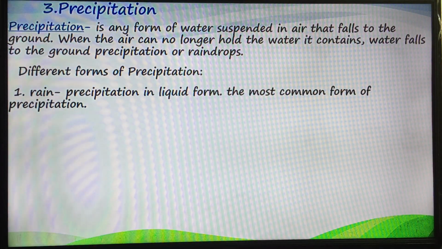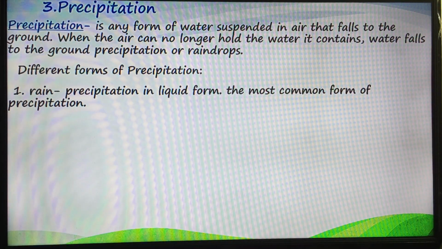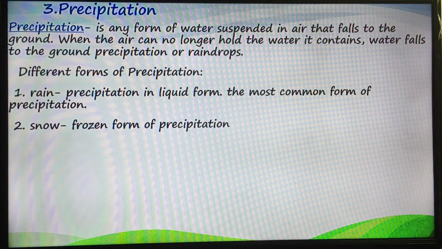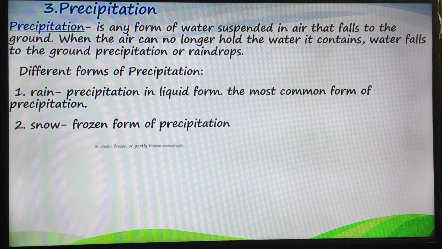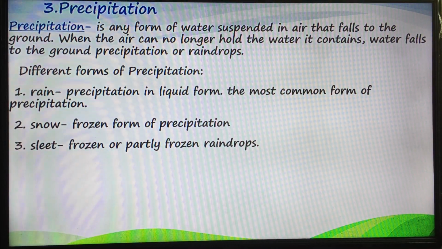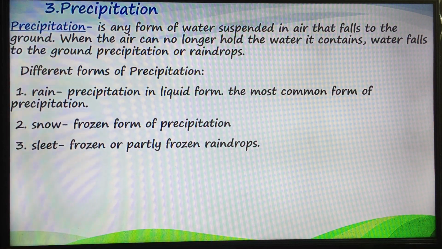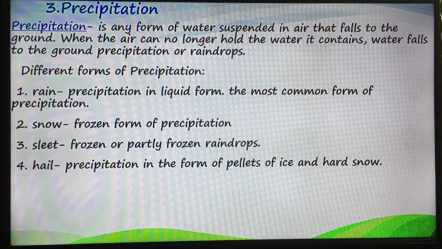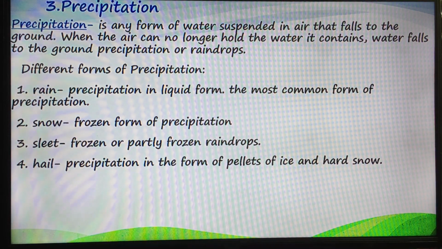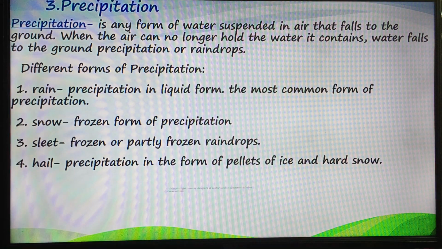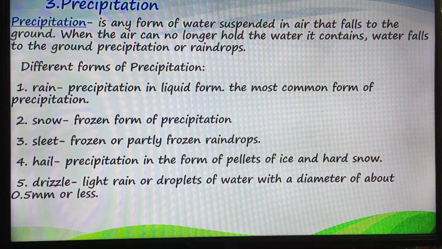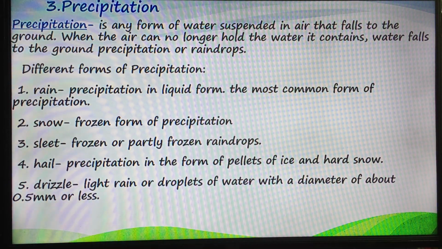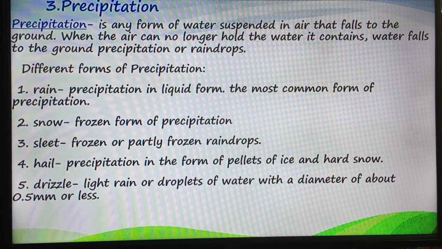Rain, precipitation in liquid form, the most common form of precipitation. Snow, frozen form of precipitation. Sleet, frozen or partly frozen raindrops. Hail, precipitation in the form of pellets of ice and hard snow. 5. Drizzle, light rain or droplets of water with a diameter of about 0.5 millimeter or less.